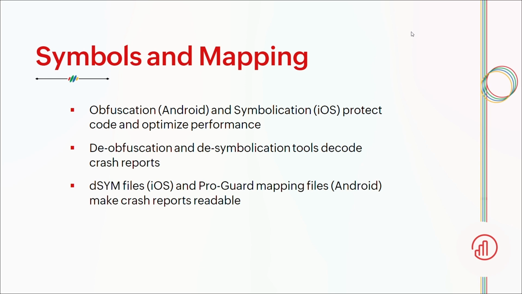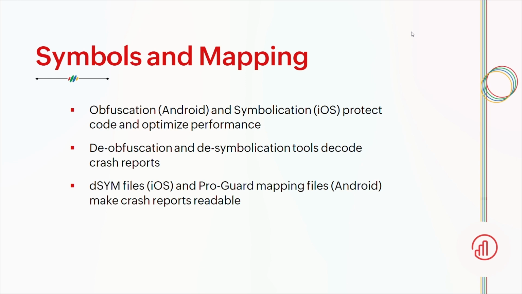It also helps make your program smaller and faster because it removes extra information that isn't needed for it to run. However, when you obfuscate or symbolicate your code, you'll also need to deobfuscate or desymbolicate it, especially when you're dealing with crash reports. Usually, when an error occurs, the stack trace you will get will contain these obfuscated names. So it makes it difficult for you to identify where the issue originated.